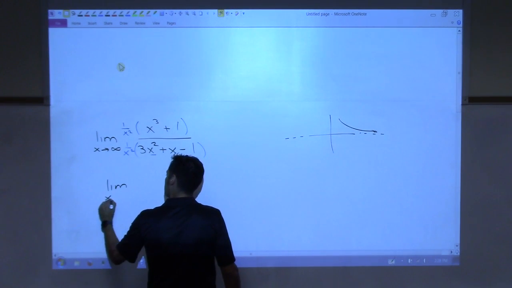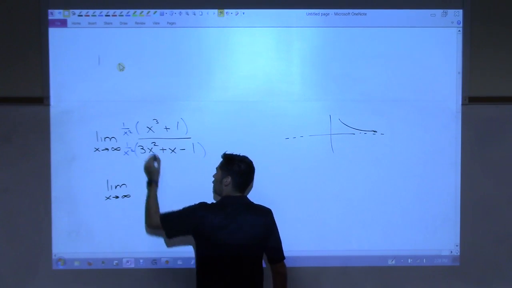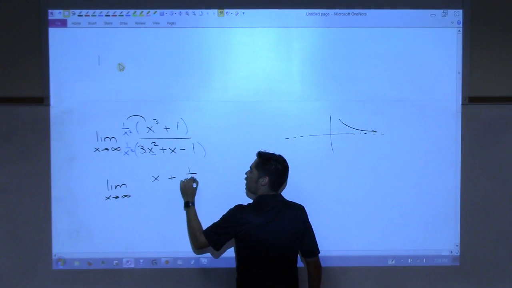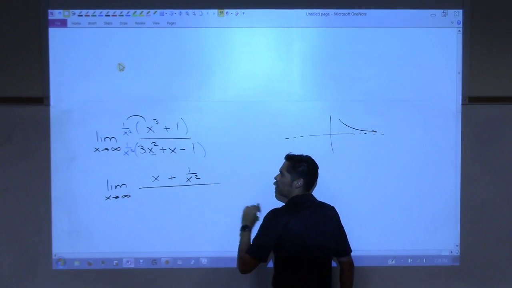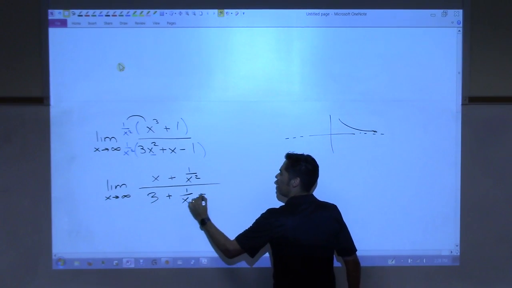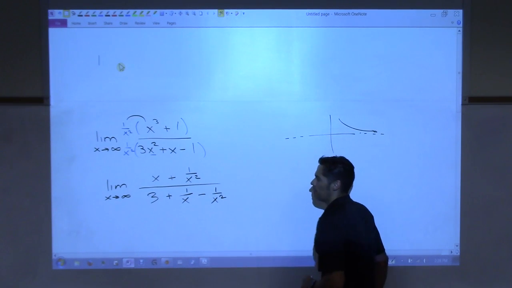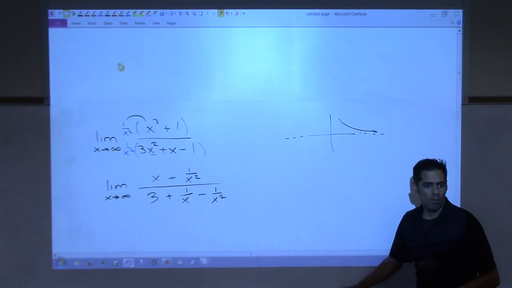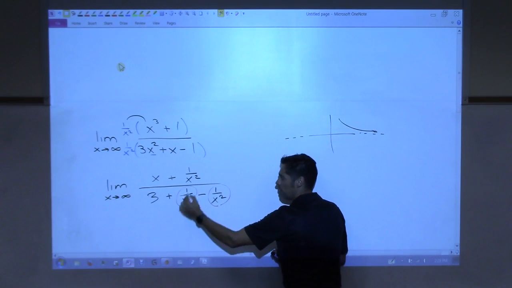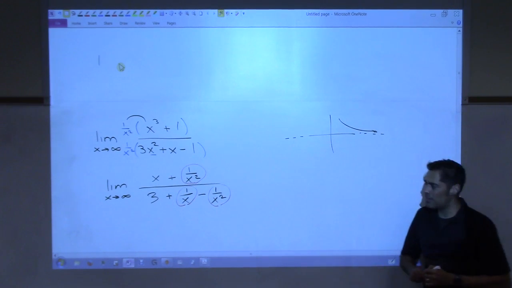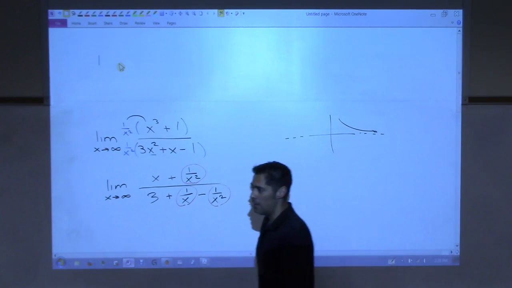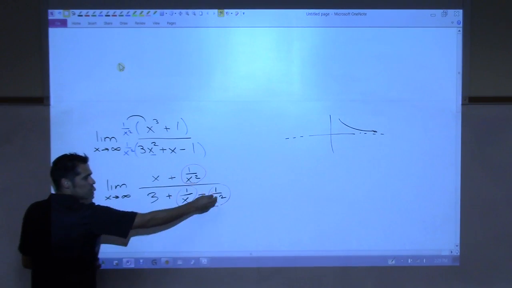Limit, x goes to infinity. What do we have here? That one, x, and then plus 1 over x squared. Bottom left, 3 plus 1 over x minus 1 over x squared. And almost all of them go away, right? Almost. This one fixed over 0, fixed over infinity, fixed over infinity, fixed over infinity. Those are all gone, but what's still there? x over 3. If I let x go to infinity now, those are all getting squashed away to nothing, right?